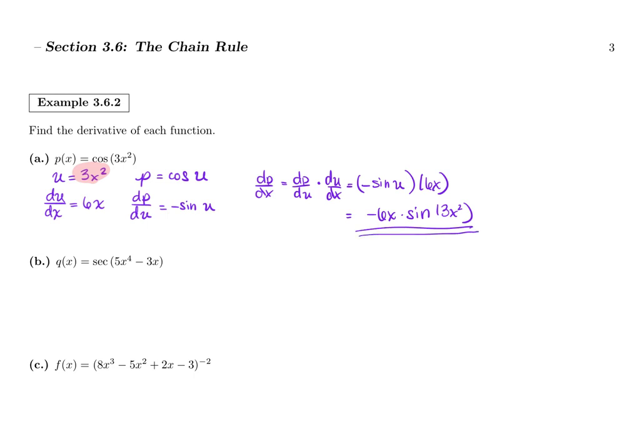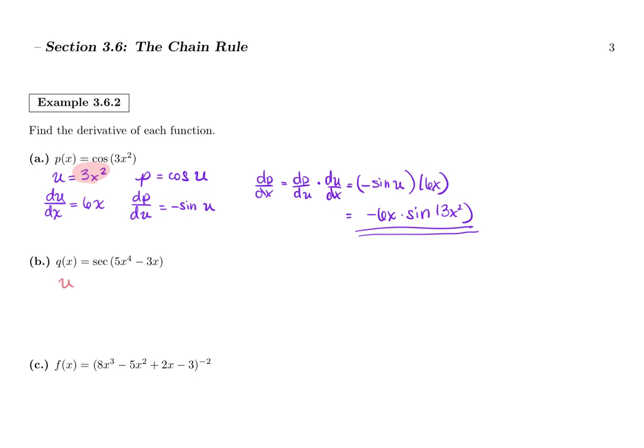Do you have to do it with u's? You do not. You could say that it is the derivative of cosine of 3x squared times the derivative of 3x squared, and that will also work. It's just a little easier to see when we put it in terms of u substitution. So we're going to try another one.